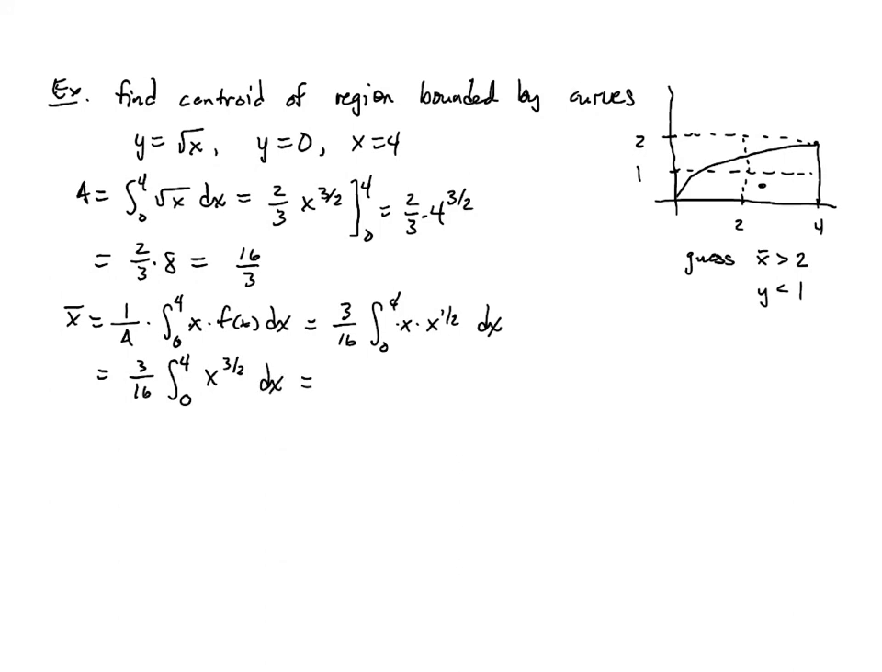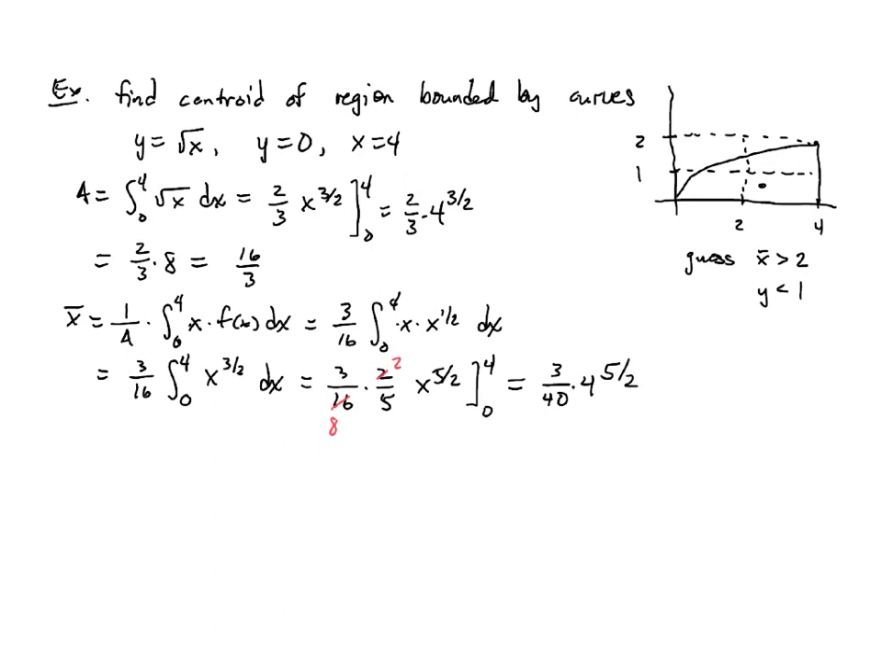And integrate that by raising the exponent by 1 and multiplying by the reciprocal of the new exponent. New exponent is 5/2, so I multiply by 2/5. Evaluate from 0 to 4. Simplify the coefficient by canceling the 2 from the 16. So we have 3 over 8 times 5, which is 40, times 4 to the 5/2.